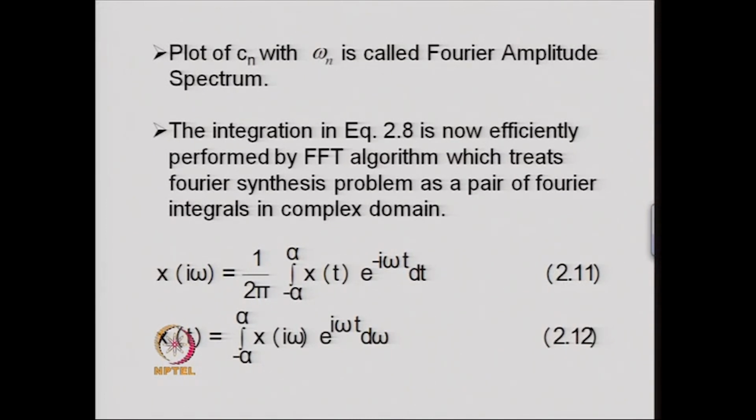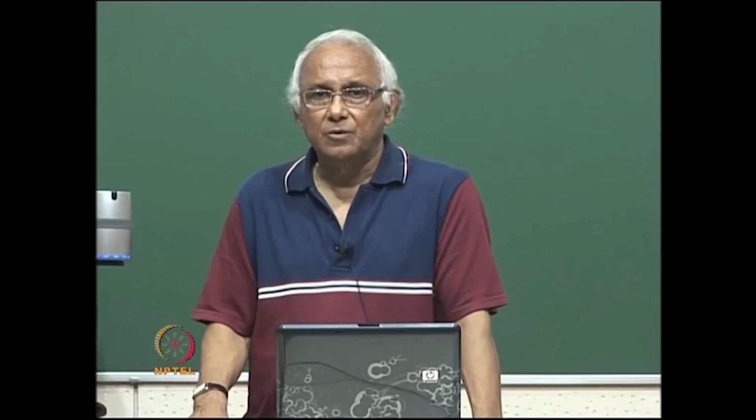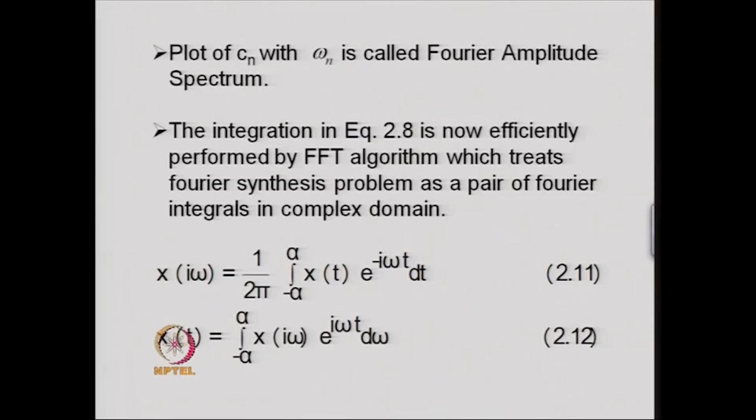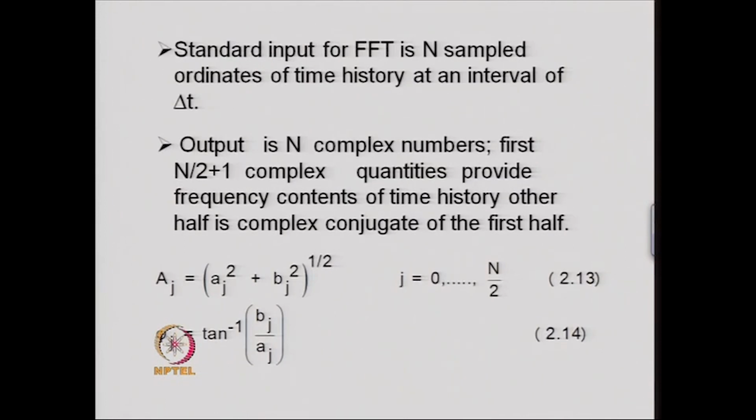So, given n number of x(t) values sampled at an interval of delta t, if we provide these n values into the FFT algorithm, then the FFT algorithm will give as output n ordinates, which will be complex numbers, and they are nothing but X(i omega) sampled at a frequency interval of delta omega.